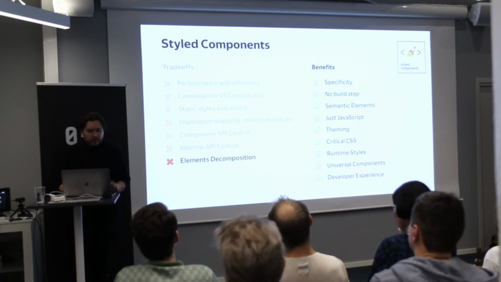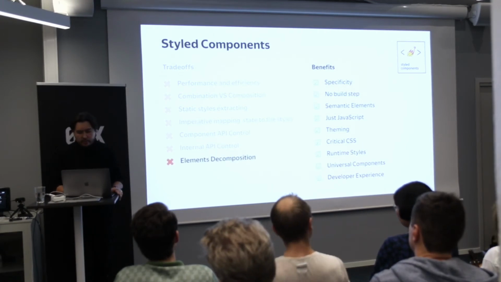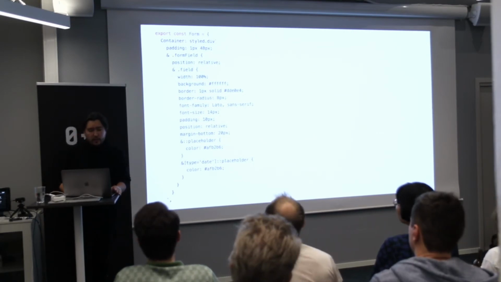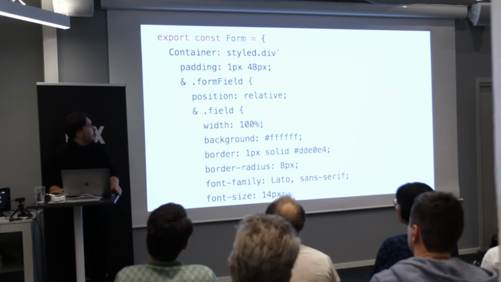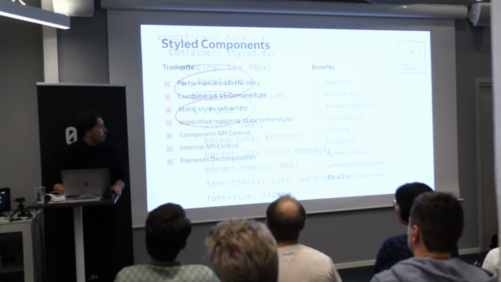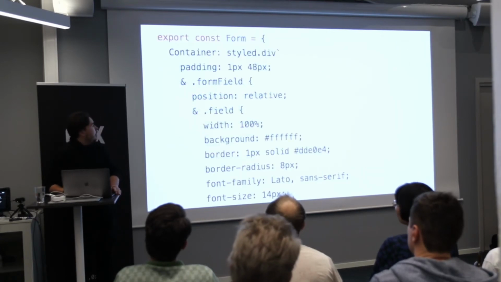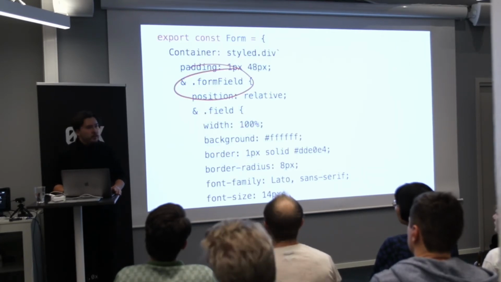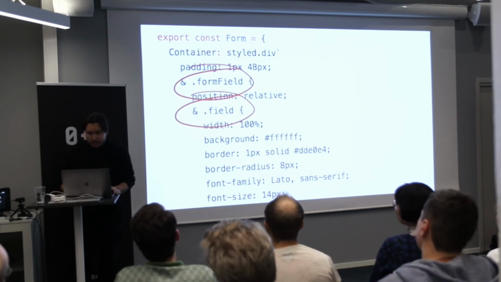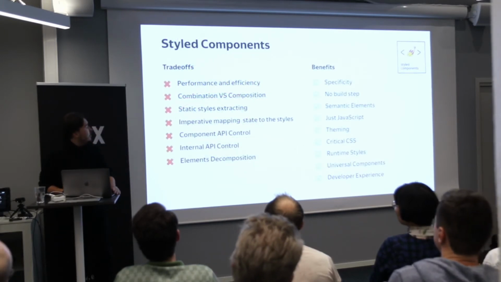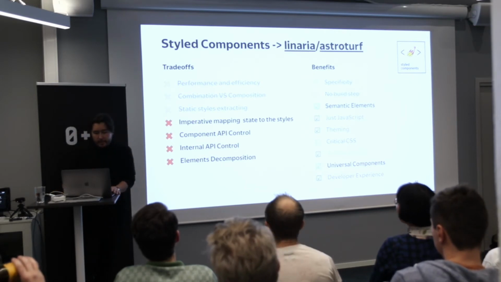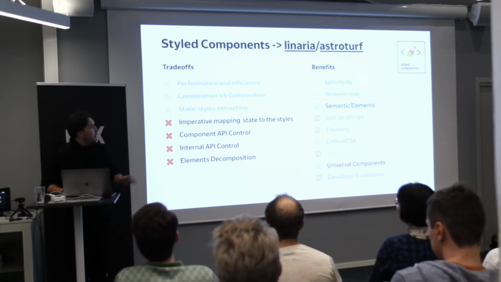And the last point here is element decomposition. There is also code from a popular open source project here, and we can notice that the engineer was a bit puzzled about how to decompose the component into different elements, and the engineer here used a global class name just because it's quite hard to decompose. And yeah, there are some problems that we can resolve with tools like Linaria or AstroTurf, and we can do that with some trade-offs.